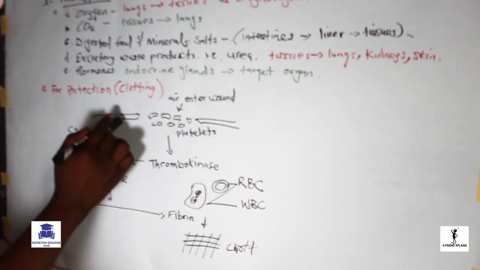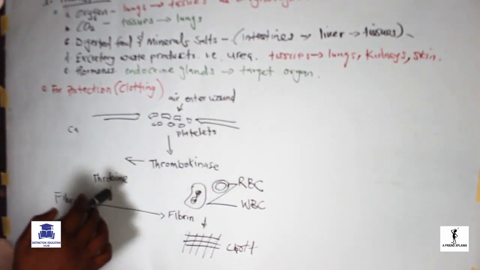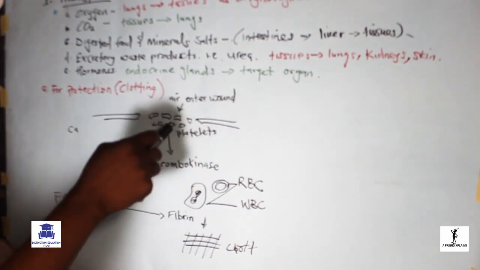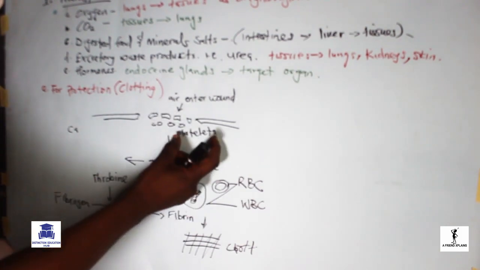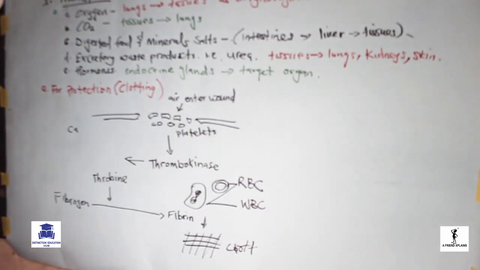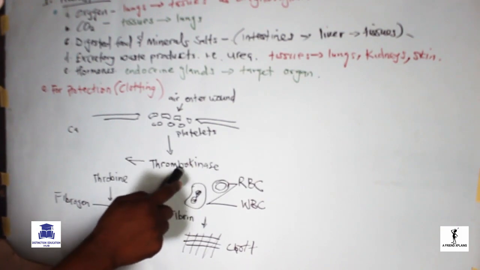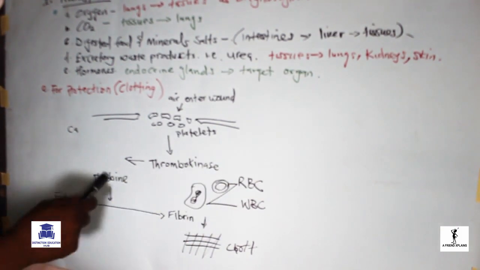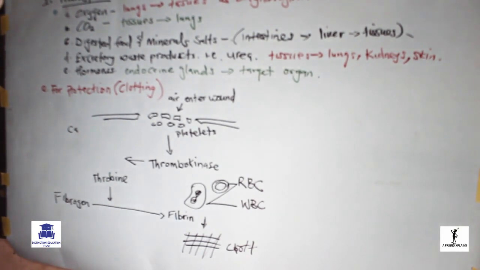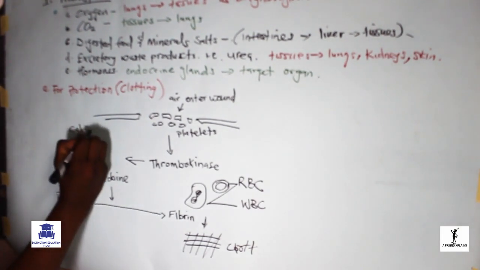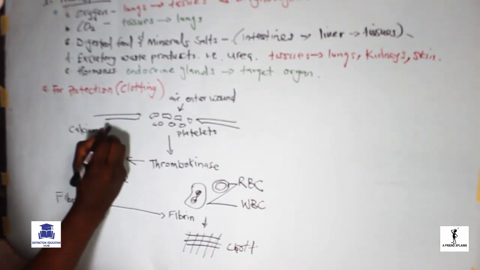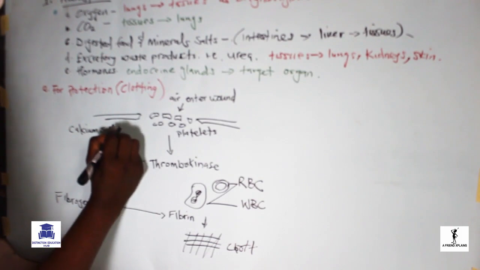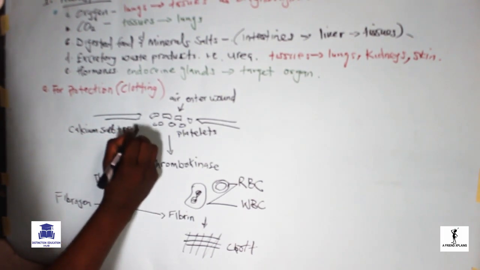Here this line just represents the skin, and this is the wound. When air enters here, these platelets are brought to the surface. Now we have the enzyme called thrombokinase, which is going to activate thrombin. For the activation, we are going to have calcium salts. This is why calcium is very important. The calcium salt is going to react with the prothrombin.